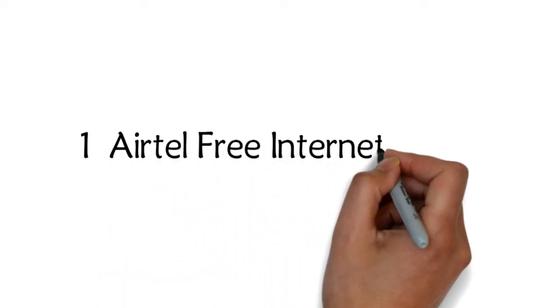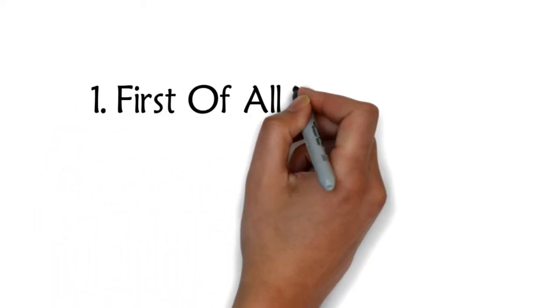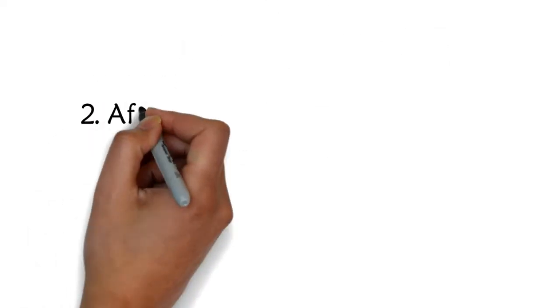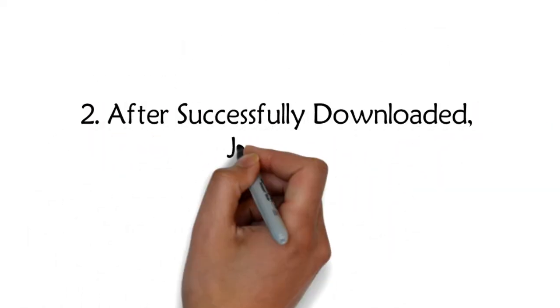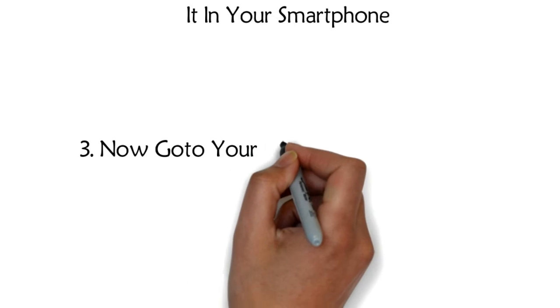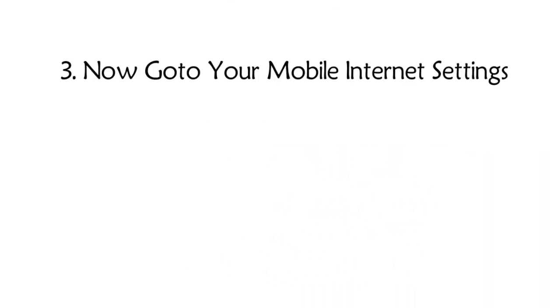Airtel Free Internet Trick. 1. First of all, download the Opera Mini Handler. 2. After successfully downloading, just install it in your smartphone. 3. Now go to your mobile internet settings.